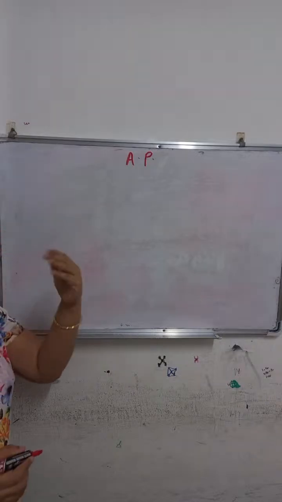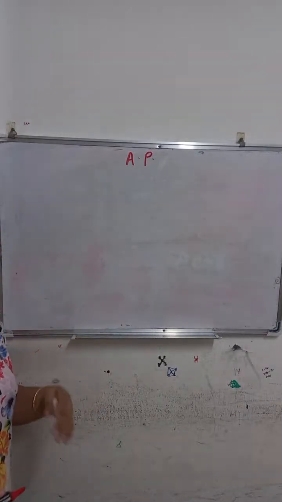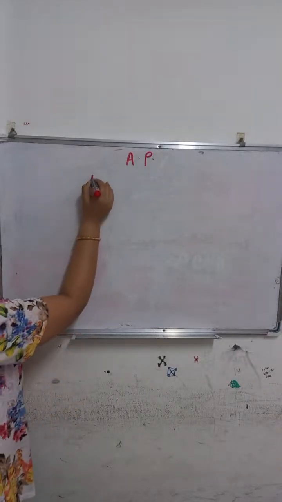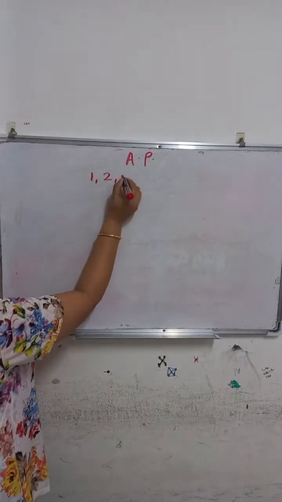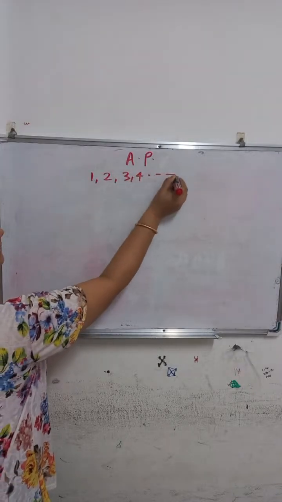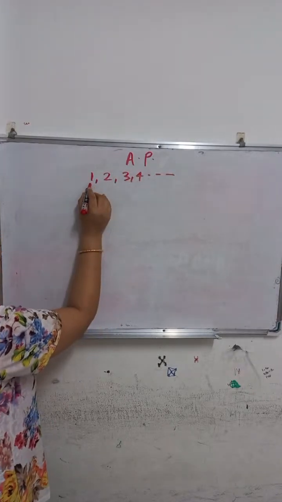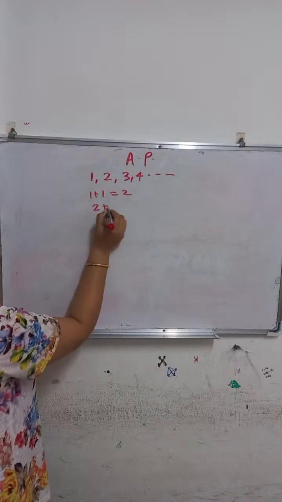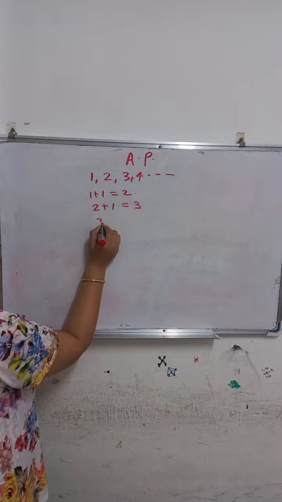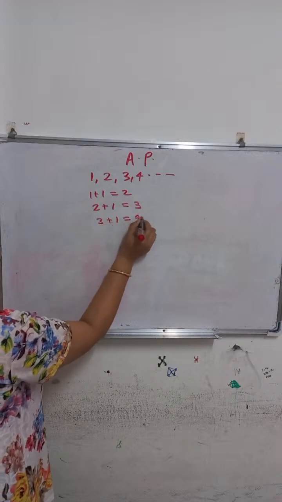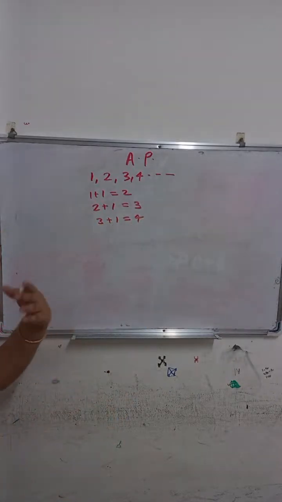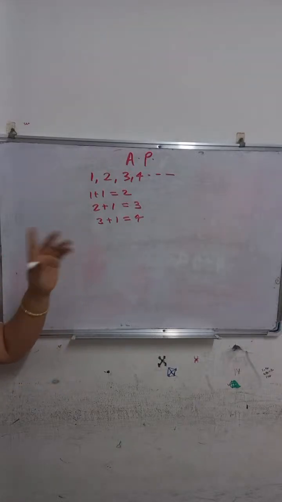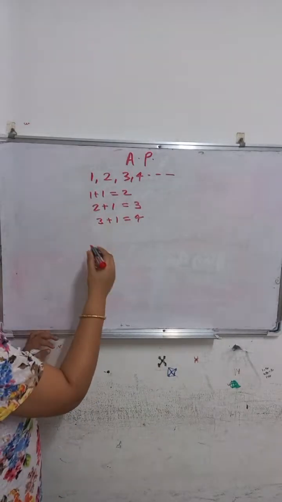A certain number increases or decreases by the same value. For example, I am writing 1, then 2, 3, 4 and so on. Here in 1 we are adding 1, so I am getting 2. In 2 if I am adding 1, then I am getting 3. In 3 I am adding 1, then I am getting 4. Like that, here the count increases by 1.